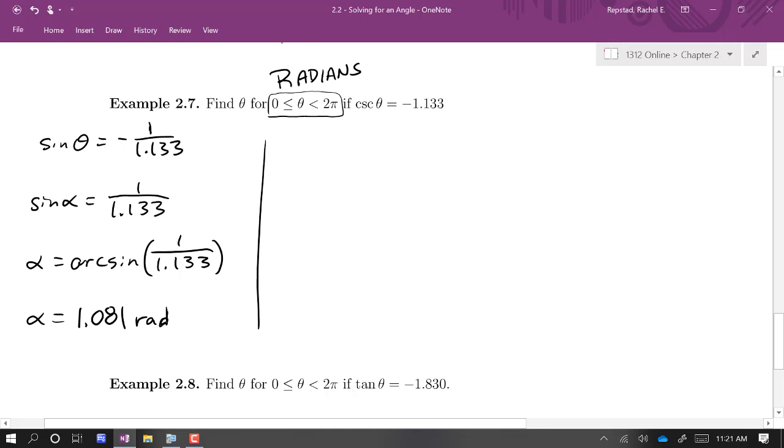We're looking for an angle where sine is negative. So if sine is negative, it's got to be in quadrants 3 and 4, because sine is the y-coordinate. So in quadrant 3, I'm going to take pi radians and add alpha radians, and for quadrant 4, I'm going to take 2 pi radians and subtract alpha radians.